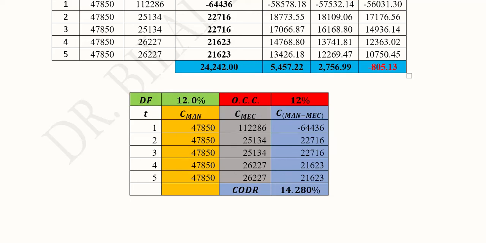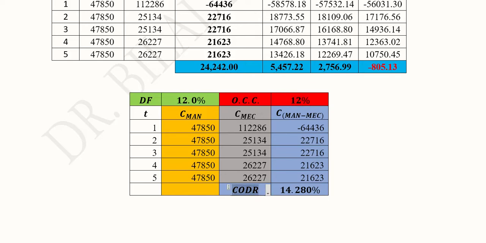This is the discounting factor in which we have taken those 5 years, and this is the discount rate, which is 12% as per our convention, and then we have the opportunity cost of capital, which is again 12%. So this is the value with which we will compare the results.